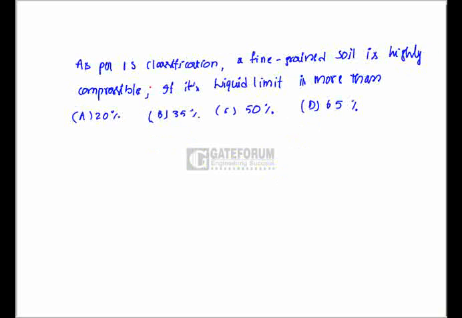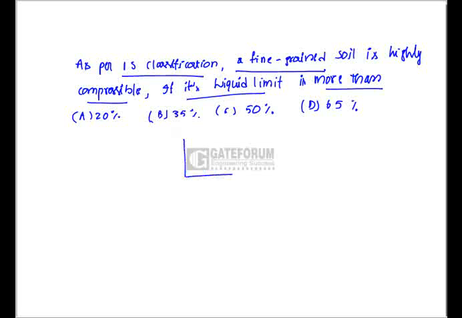Here the question is, as per IS classification, a fine grained soil is highly compressible if its liquid limit is more than dash. So we know the graph between liquid limit and plasticity index. We are going to have a curve and we are going to differentiate the high compressibility and low compressibility zones. So here it is at 50%. So option C is correct.